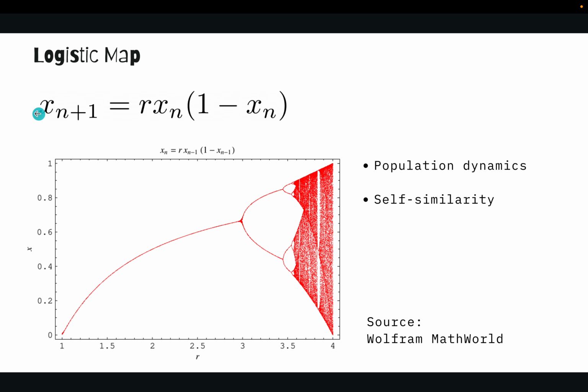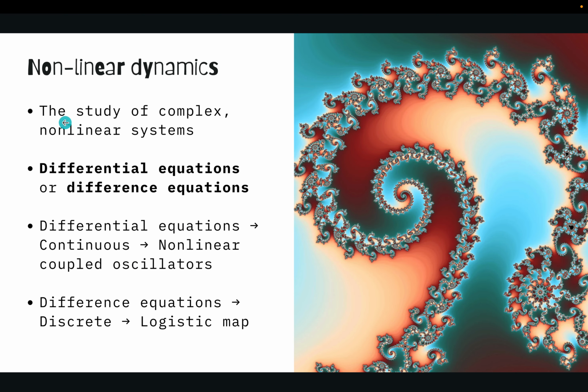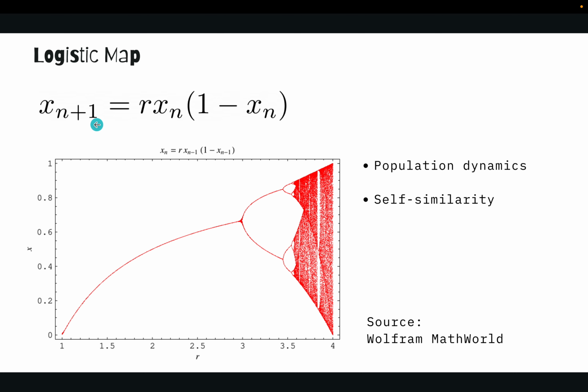So this n is actually a discrete basis. For instance, n can be 0, n can be 1, n can be 2, and so on, n plus 1. So basically it's a discrete basis. Now you can turn this into a continuous basis, and in that case you will have to deal with a differential equation basically. This equation is a very good equation, and it's used to model population dynamics, for example.